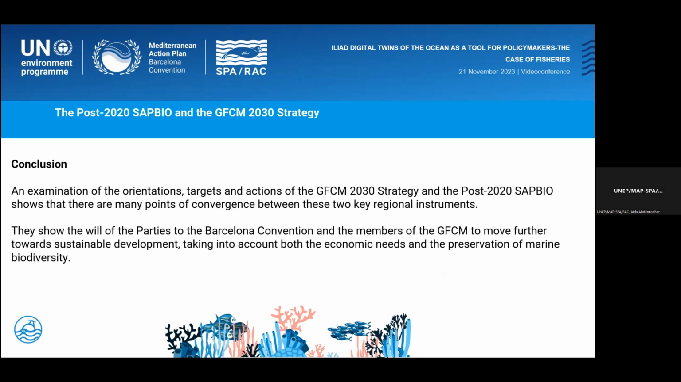As a conclusion for this first part of the presentation, the examination of the orientations, targets, and actions of both strategies shows that there are many points of convergence between them, and that they are both key regional instruments. They show the will of the parties to the Barcelona Convention and the members of the GFCM to move further toward sustainable development, taking into account both the economic needs and the preservation of marine biodiversity. I'd like now to give the floor to my colleague Lubna, who will carry on with the presentation.